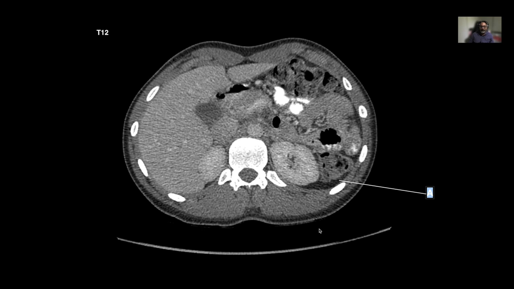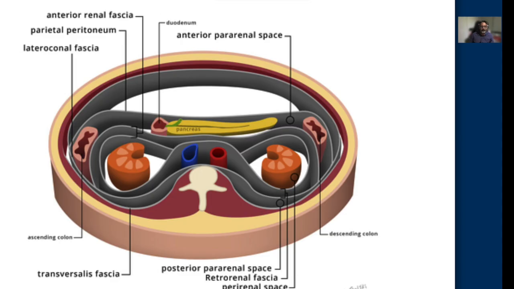Left paracolic gutter, correct. Yes, I think you might be right. I'm actually confused now. That could be it. No, because it's in the peritoneum. That might be it. Actually, I think I'm wrong. I think that's the left paracolic gutter. I might as well have a look because I'm forgetting myself.